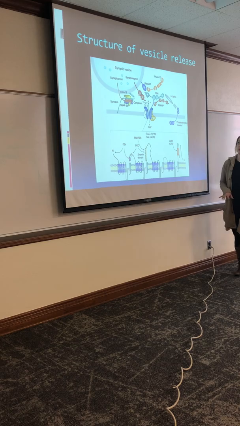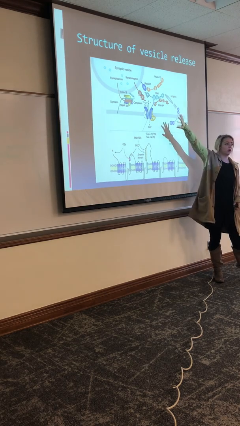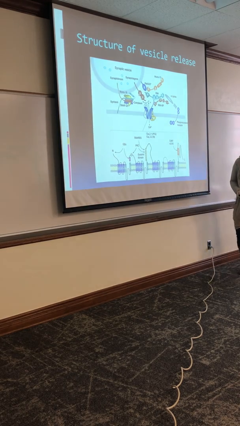The main stuff we're going to focus on is the left side of the screen up here. You see your vesicle in gray, and this little complex right here is called your SNARE complex. We're going to talk about that in detail, specifically how this complex helps stick the vesicle into the membrane so we can get that neurotransmitter release. We're also going to talk a little bit about these proteins over here, which we will refer to as scaffolding proteins, and what each one does.